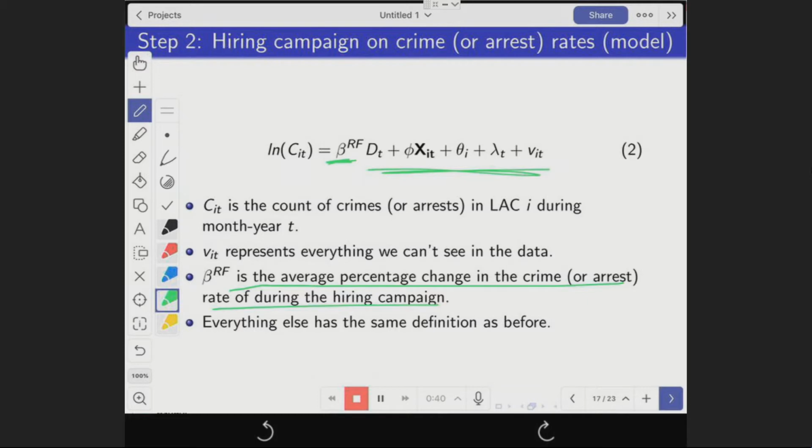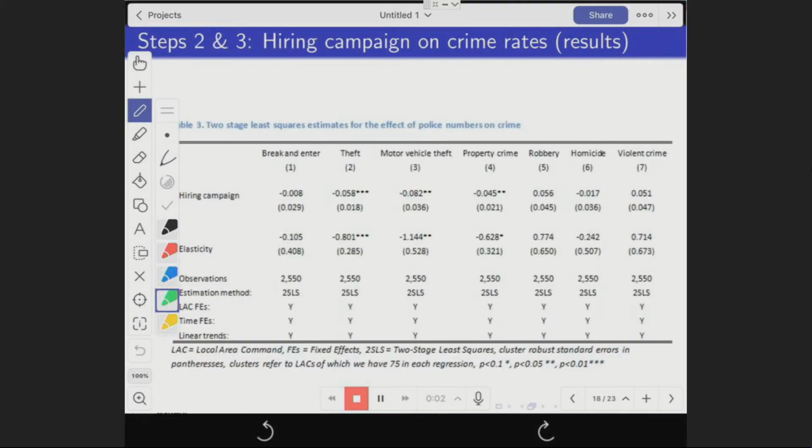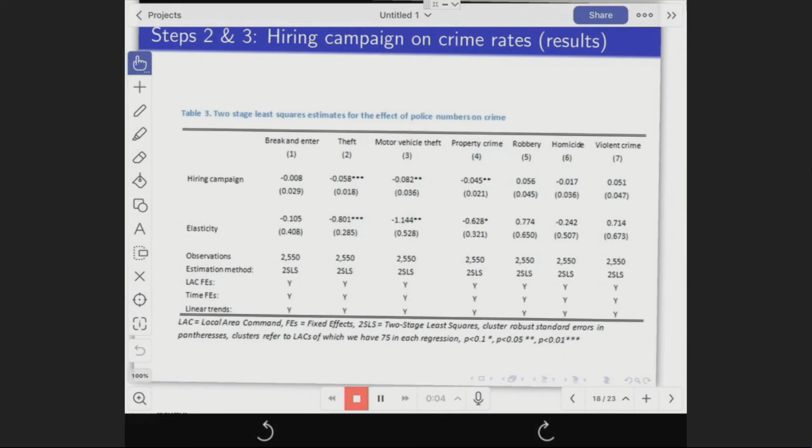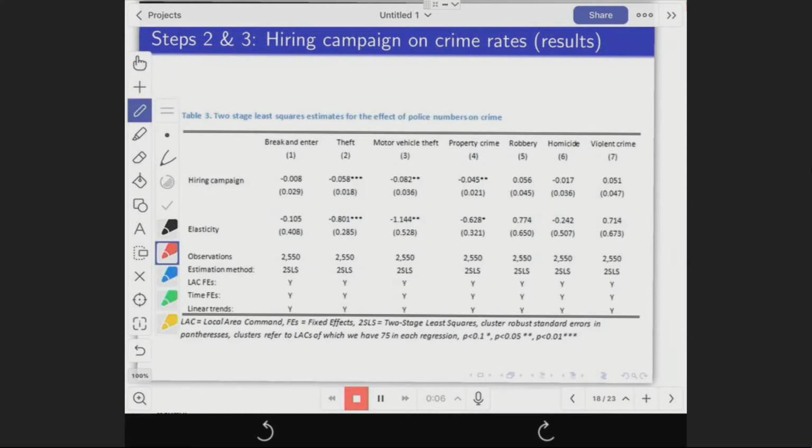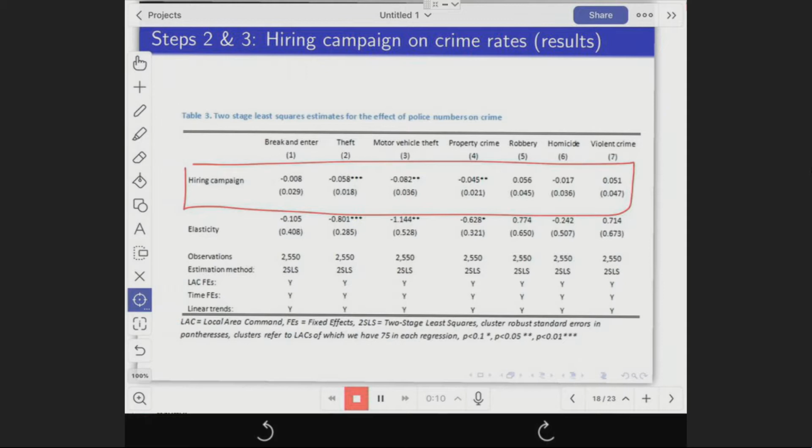So, again, there's a lot going on here, so stick with me. Focus your attention only on this row here. I'm going to go one column at a time. First column over here, so we want to look here. This is where we just look at break and enters. You can see that there's no statistically significant change in break and enters during the hiring campaign.